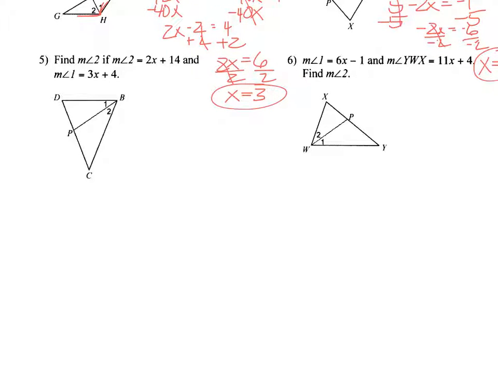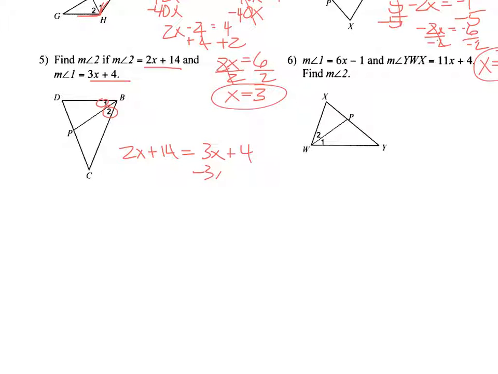Find angle 2. So now it's not just about finding x. We've actually got to find the measure. If angle 2 is 2x plus 14, and angle 1 is 3x plus 4, those are the two small ones. Just like in problem 4 that we did, the two small ones have to equal each other. So 2x plus 14 equals 3x plus 4.